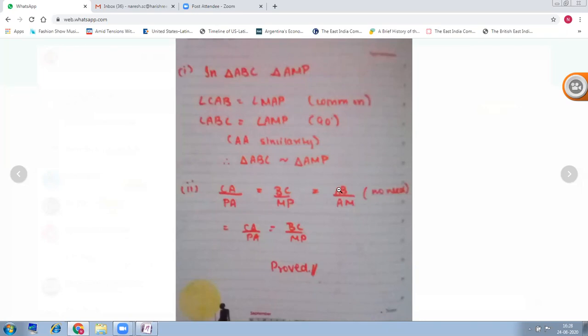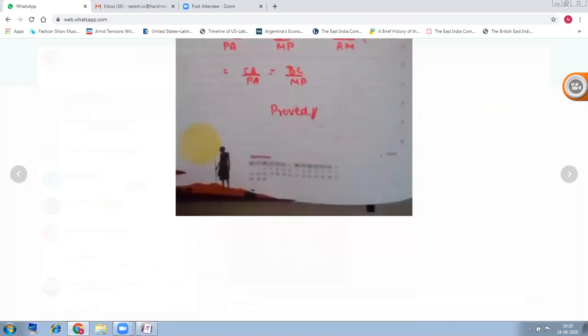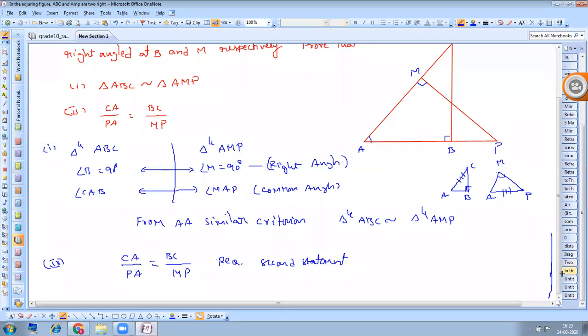If done, we'll move to the next one. Done, sir. Last question. After that, we'll move to the next theorem. One or two questions we will do, then we'll move to the next theorems.